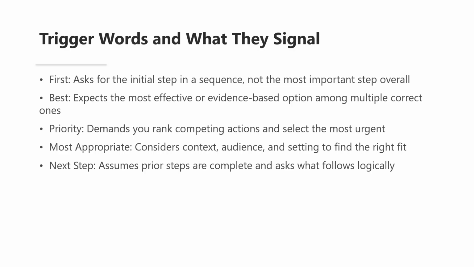Now here's the key thing I really want you to take away from this. Misreading a trigger word is one of the fastest ways to choose a wrong answer, even when you know the underlying content perfectly well. As you practice with the scenario questions throughout this course, make it a habit to underline or mentally highlight the trigger word before you do anything else. Over time, this will become second nature, and you will approach each question with the precision that the exam demands. You are building a really strong foundation here.